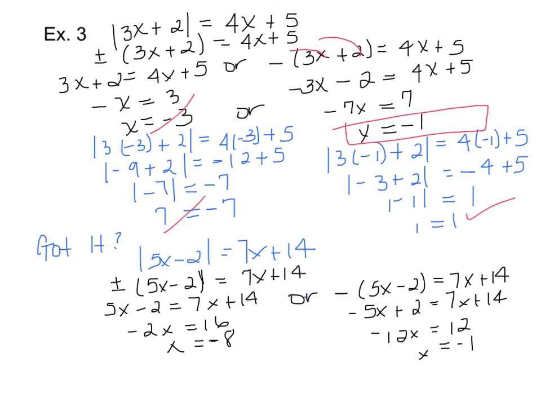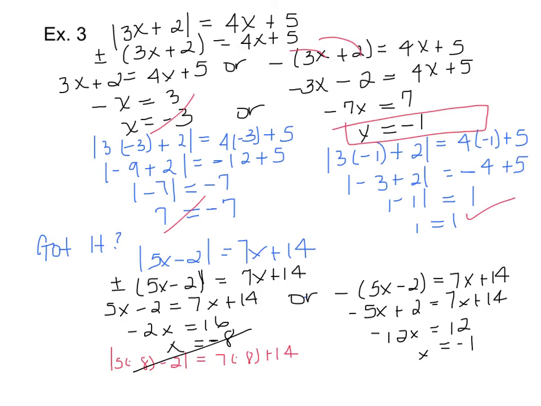Now, plugging in -8, what's going to happen is you're going to end up with this. So on the left side, you're going to end up with +42. But on the right side, we get -42. So that one is not going to work.